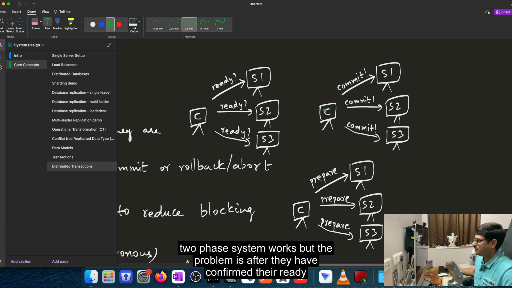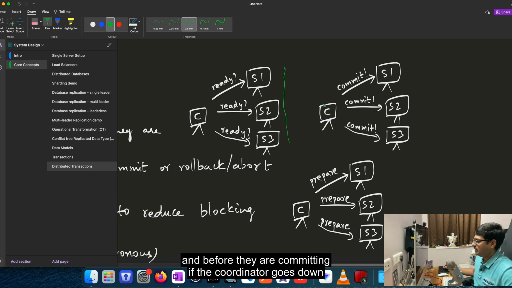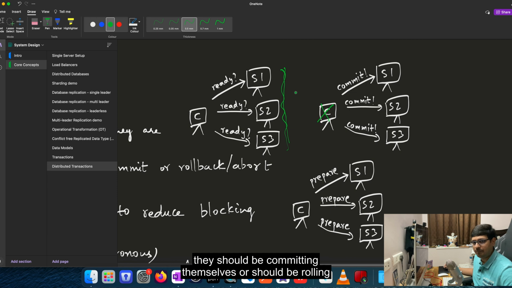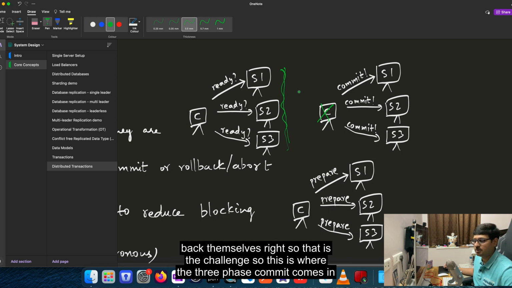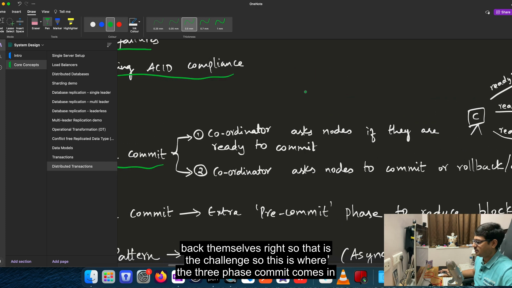But the problem is, after they have confirmed they are ready, and before they are committing, if the coordinator goes down, then all of these services are left hanging. They don't know if they should be committing themselves or should be rolling back themselves, right? So that is the challenge. So this is where the three-phase commit comes in.